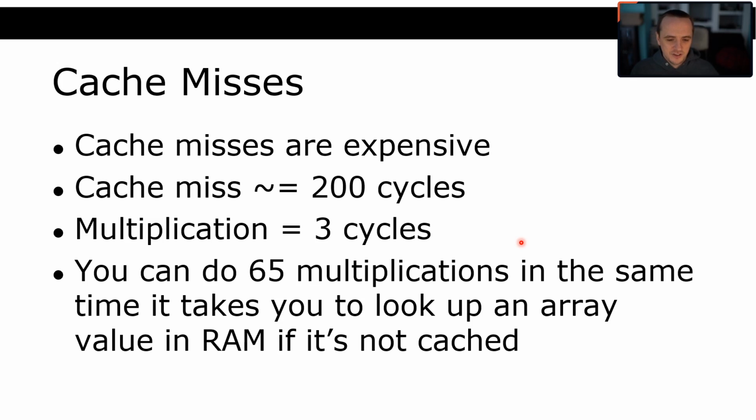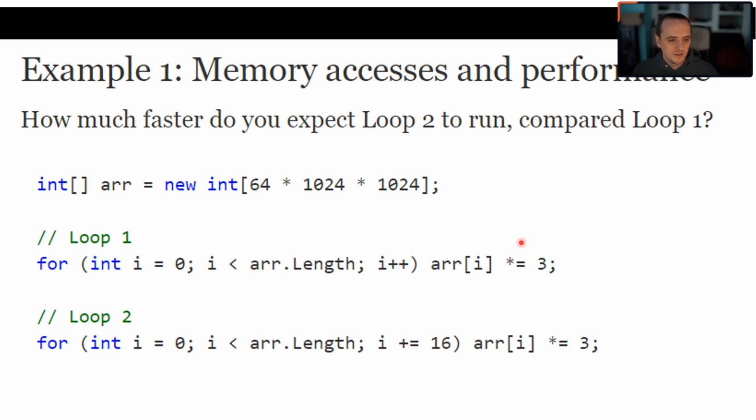Okay? So little did you know, when you said array[i] = array[i] * 3, that array[i] lookup is 65 times more expensive than the multiplication. It's crazy. It's absolutely crazy. And here is a real world example of that. And you can run this, and it's mind blowing that this actually works.